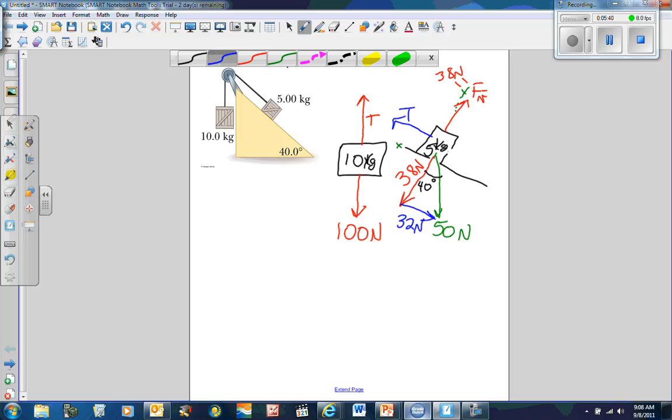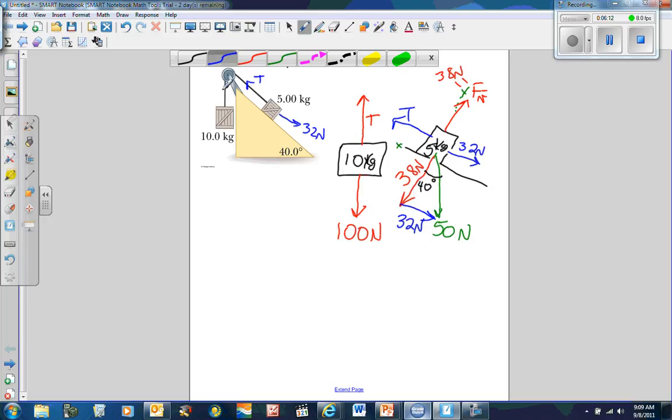That 32 newtons is the force of gravity pulling this downhill. So basically, we have a net force in the y direction on the 10 kilogram box, and we have a net force along the blue here of the 5 kilogram, and the y of the 5 kilogram is opposite and equal, so there's no net force. So basically I have 32 newtons pulling it downhill, but I have tension pulling it up.